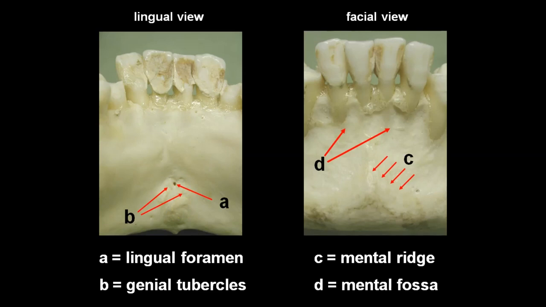Genial tubercles are called so because they are the attachment of two muscles, the genioglossus and the geniohyoid muscle. The tubercles are found right and left, and there is also a superior and an inferior tubercle, wherein the superior part is where the genioglossus attaches, and the inferior part is where the geniohyoid muscle attaches.